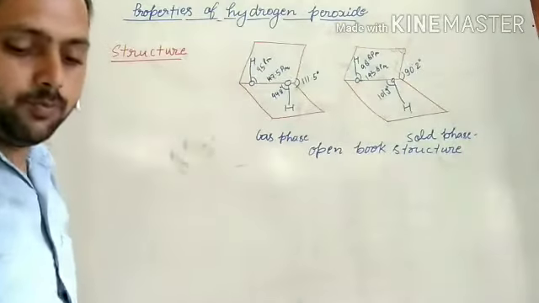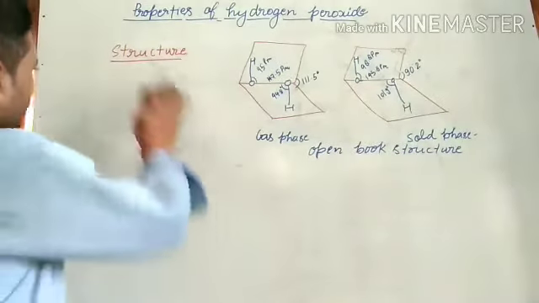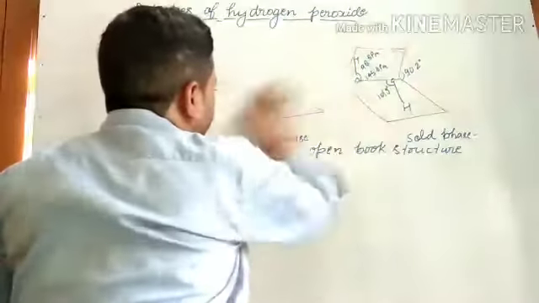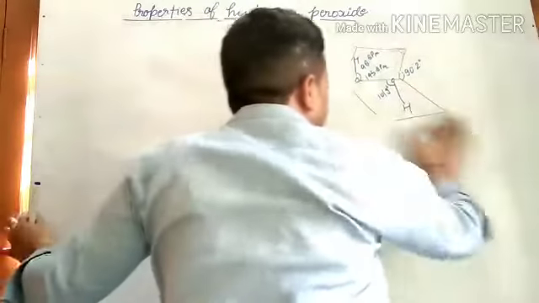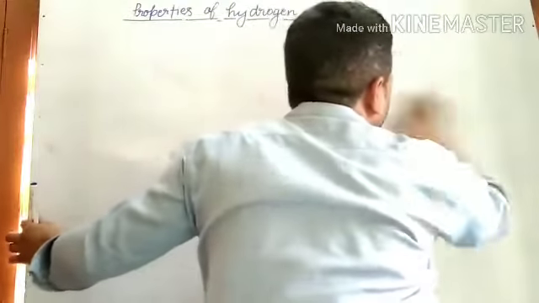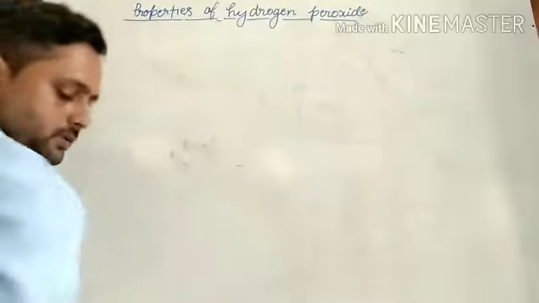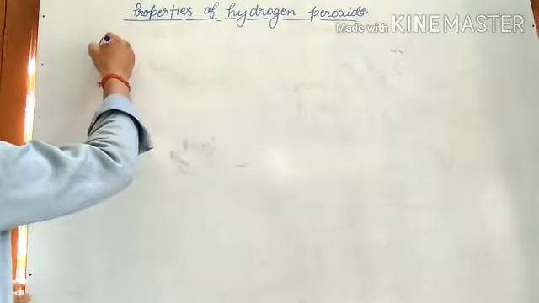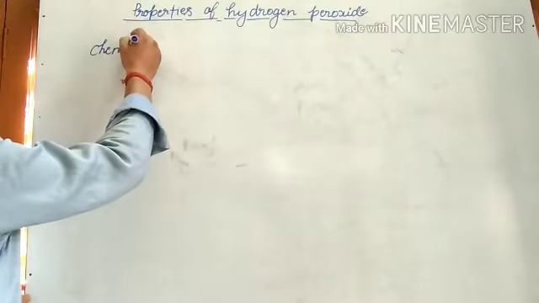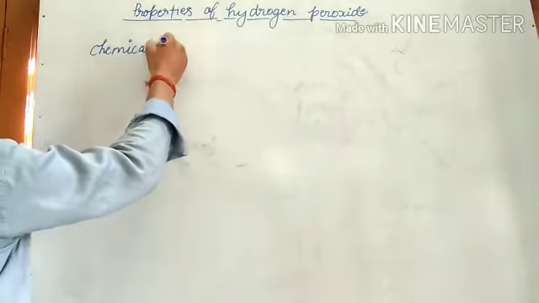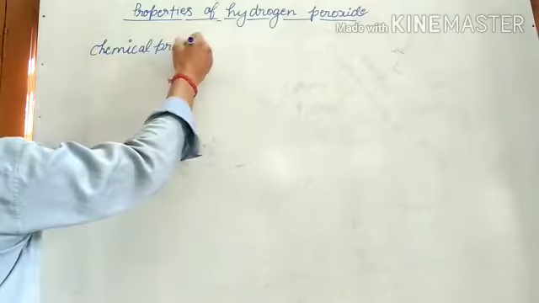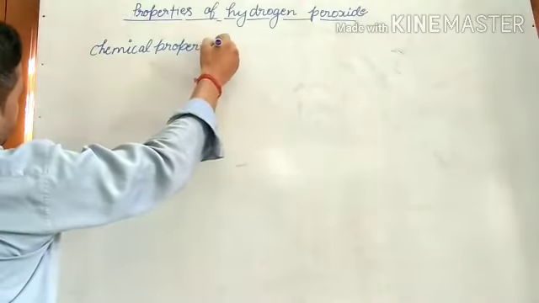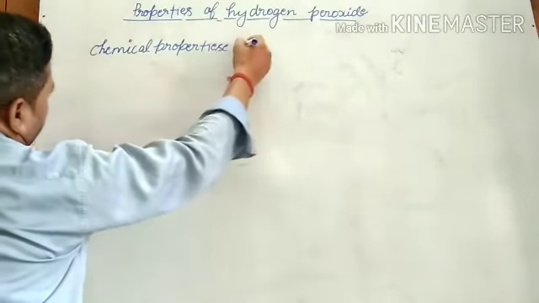Now let us move to the chemical properties of hydrogen peroxide. What? Chemical properties of hydrogen peroxide. So let us see the chemical properties of H2O2.